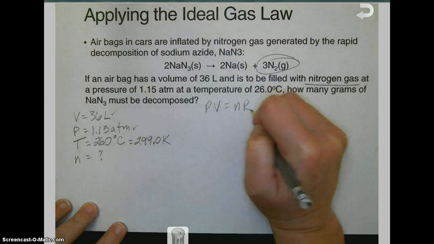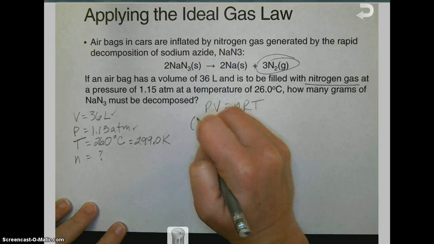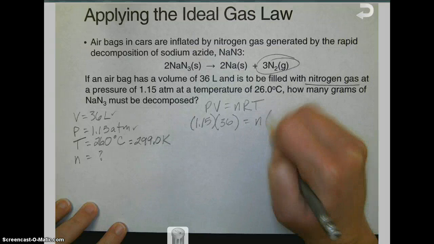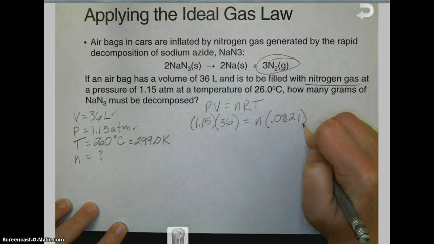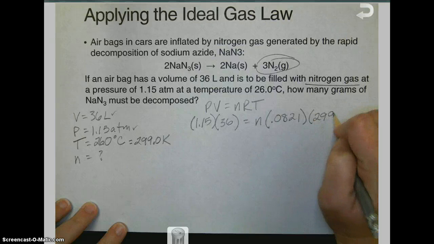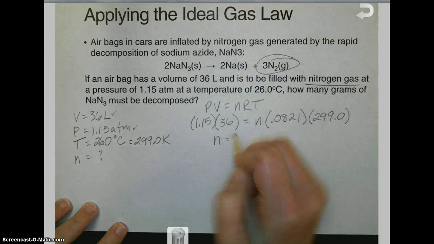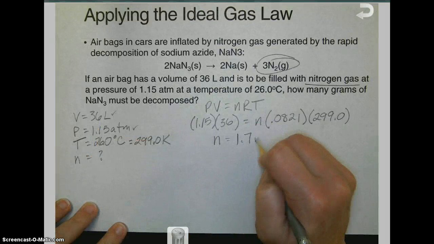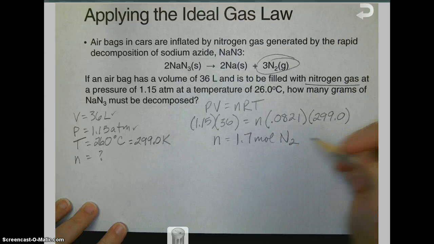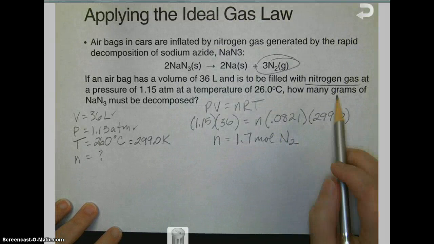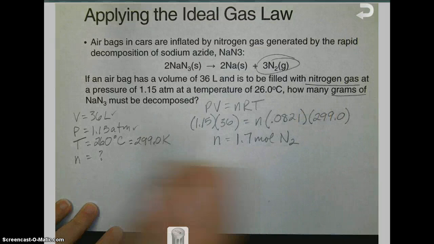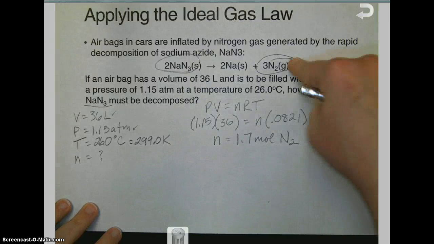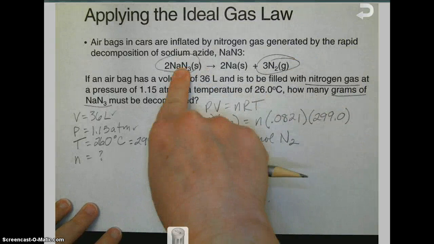PV equals nRT. All right, pressure, 1.15. Volume, 36. N times 0.0821 times temperature, 299.0. So when we solve for N and we keep the two sig figs from the volume, we get 1.7 moles of N2. All right, now, is that answering the question? The question says how many grams of NaN3? That's over here. So, how do we get from moles of a product to grams of a reactant?